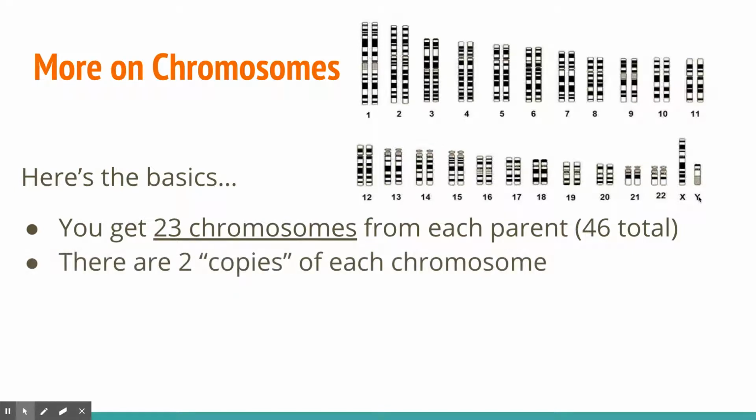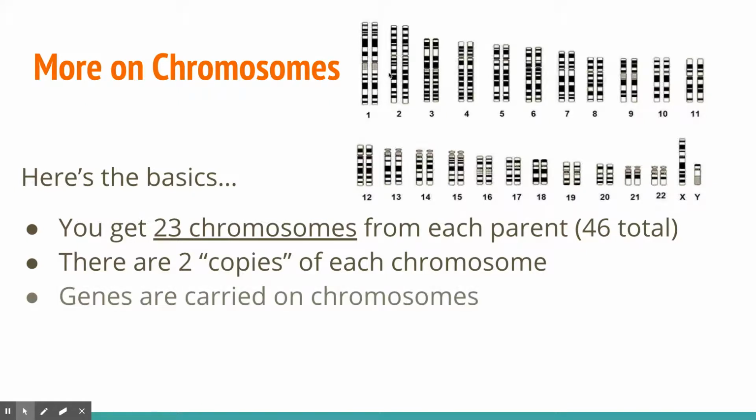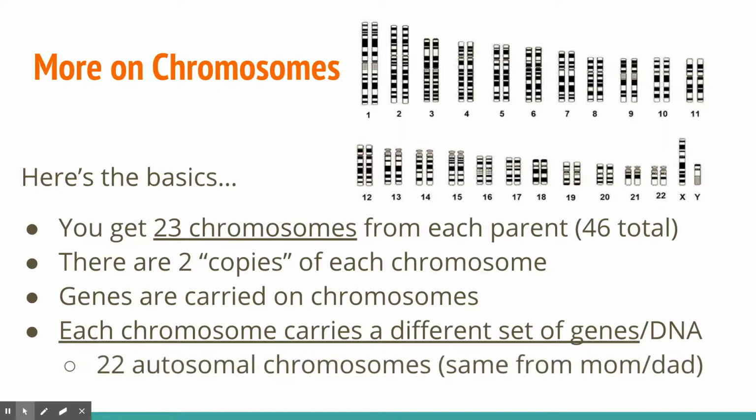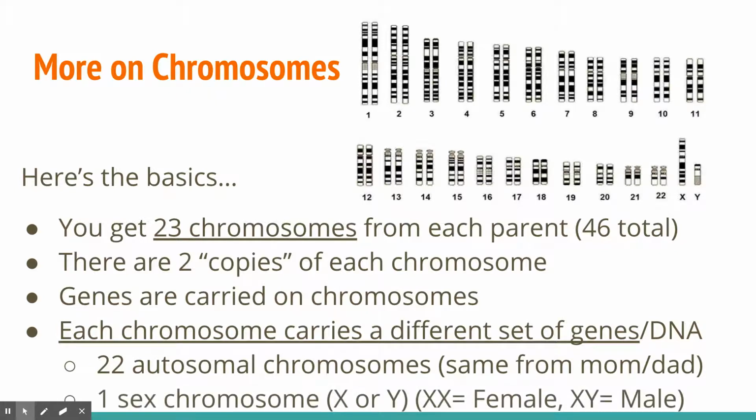So there are two copies of each chromosome, which we can see right here. And then genes are carried on the chromosomes. Each chromosome carries a different set of genes and DNA. And then 22 autosomal chromosomes, so same from mom and dad. And then one sex chromosome, which is chromosome 23.